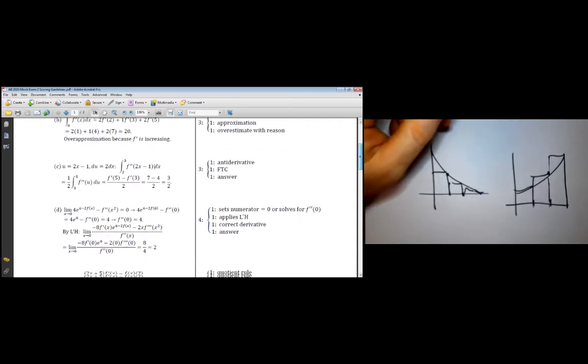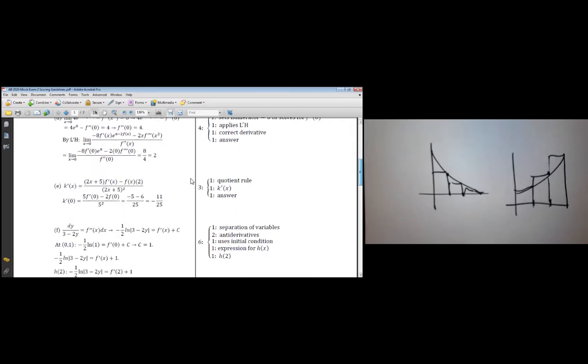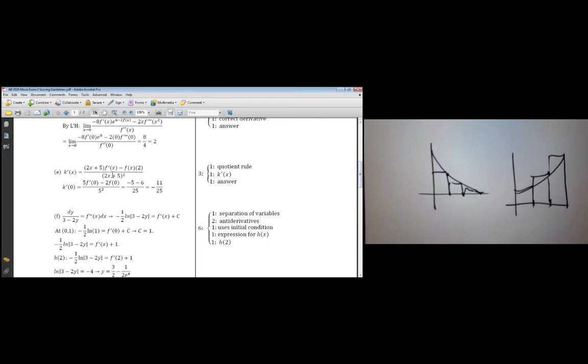Here's the craziness that was the L'Hopital's rule problem. I don't know how they would grade that truthfully, but I'm not a College Board grader, because that was just stuff happening everywhere. But at the end of the day, here's that answer. It was 8/4, which is 2, and I showed you how to get there. For part E, we talked about a quotient rule. No problem.